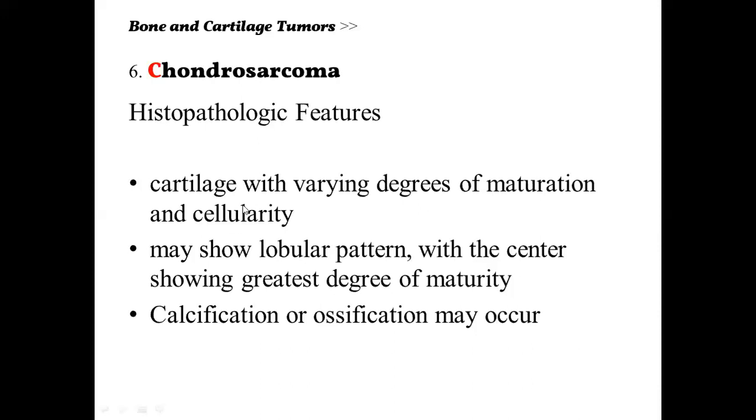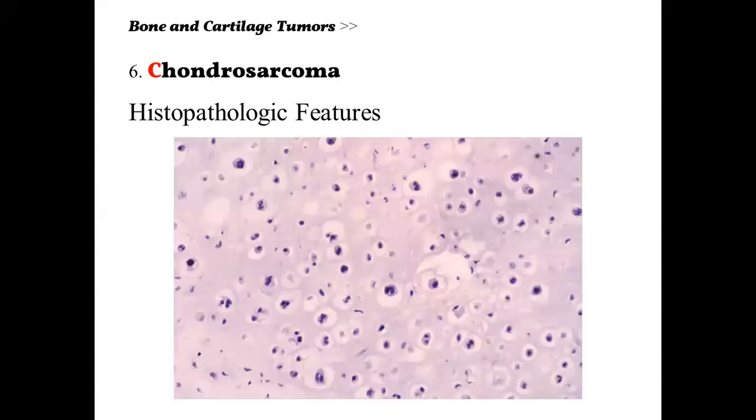Histopathologic features of chondrosarcoma. It contains cartilage with varying degrees of maturation and cellularity. It may show a lobular pattern with the center showing the greatest degree of maturity and can also present with calcification or ossification. Yeah. So halos same lang sila ng chondroma, no? The difference in the histopathologic feature is the presence of malignant characteristics like yung increased nuclear cytoplasmic ratio, presence of mitotic figures, and hyperchromatism ng nucleus ng mga cells, pati ng nucleoli.